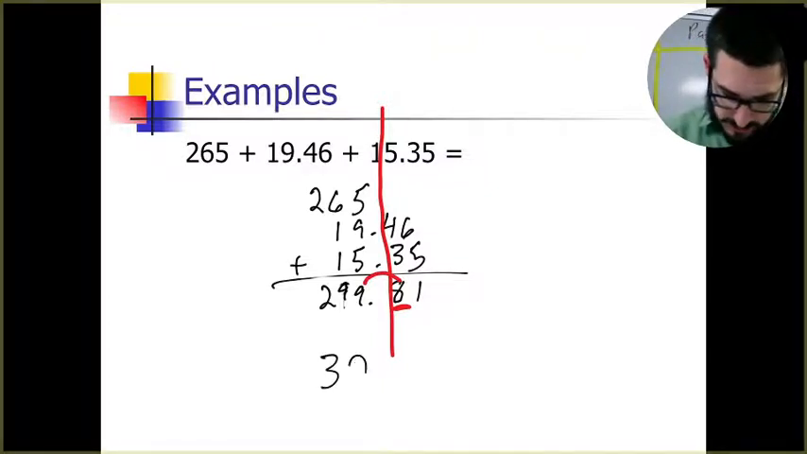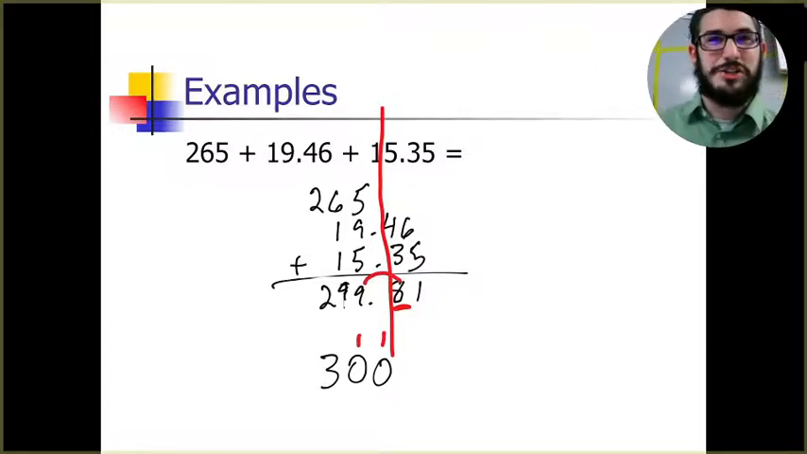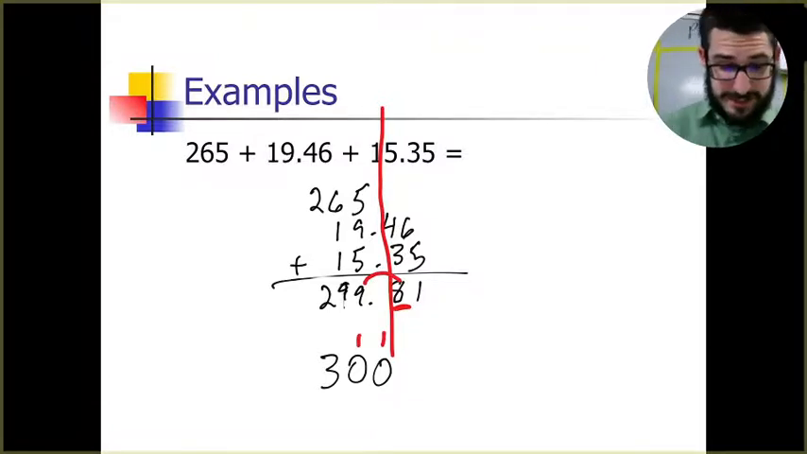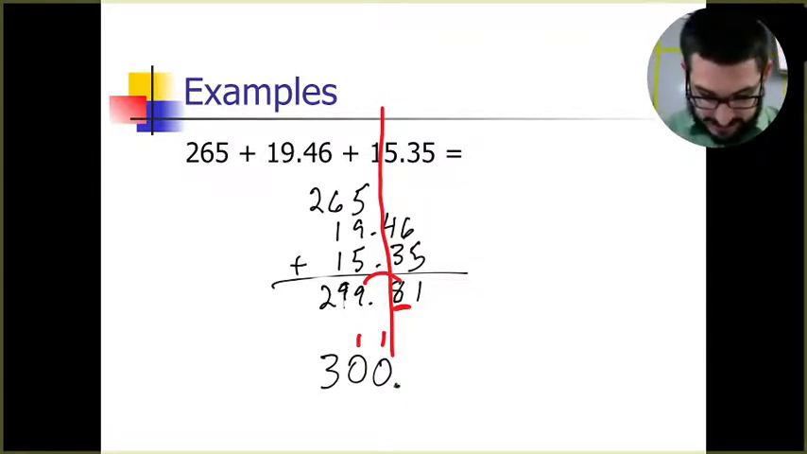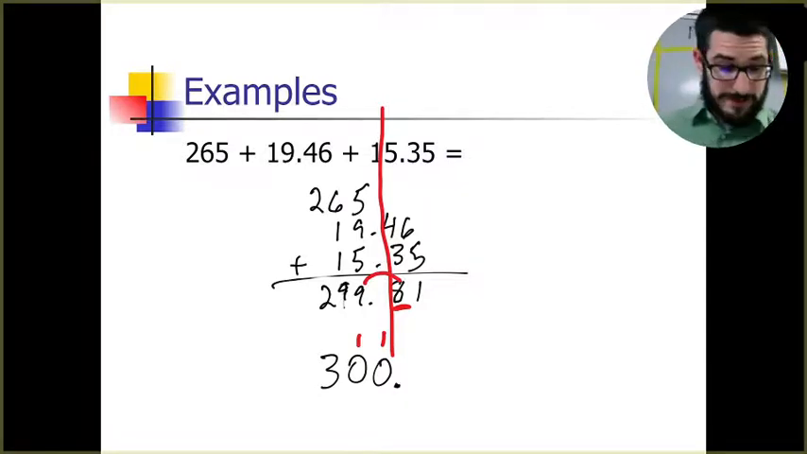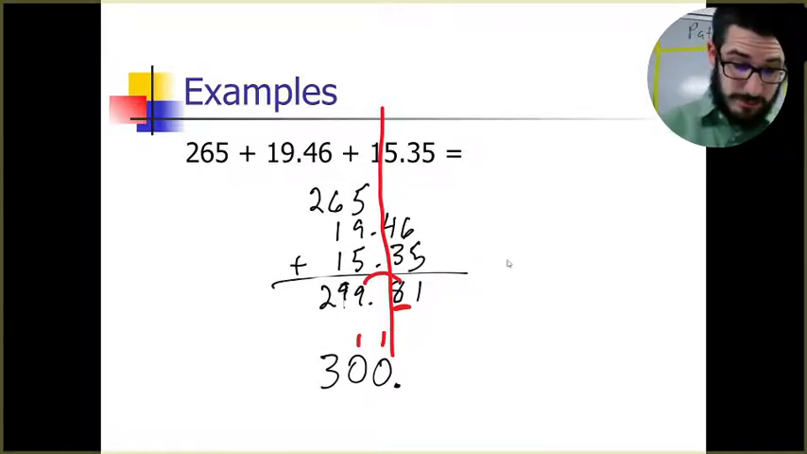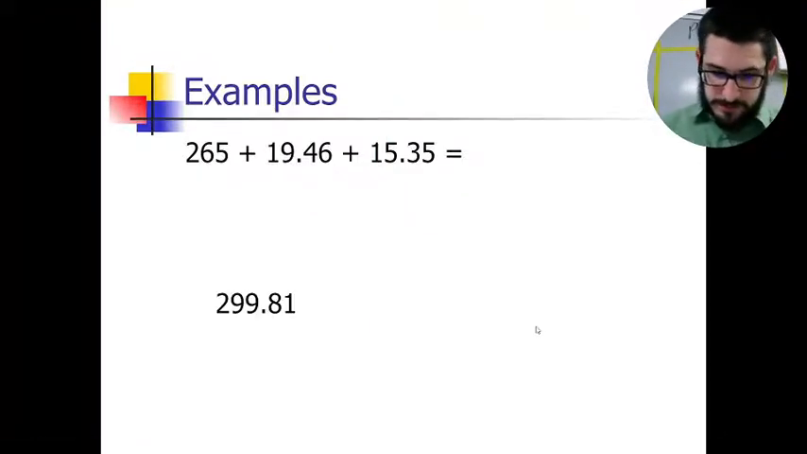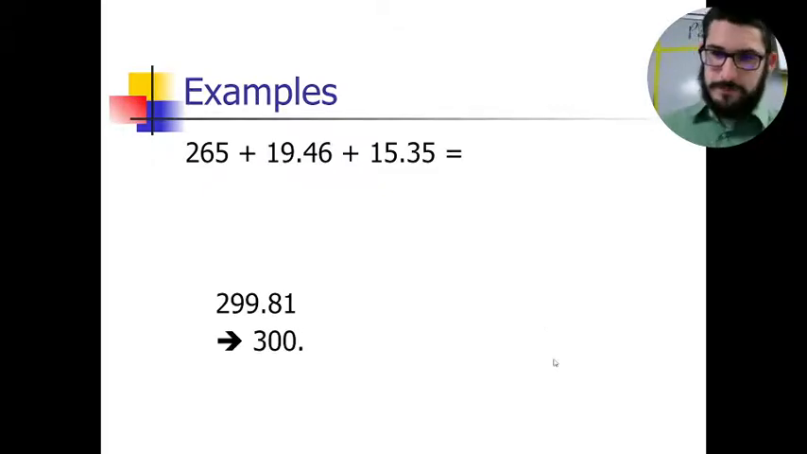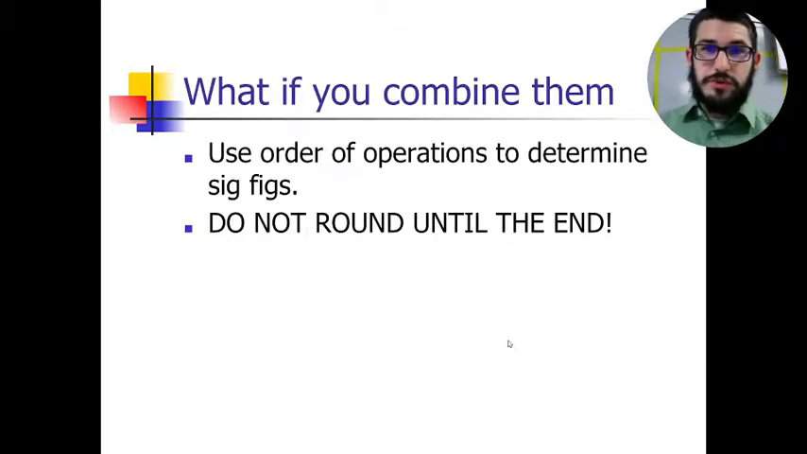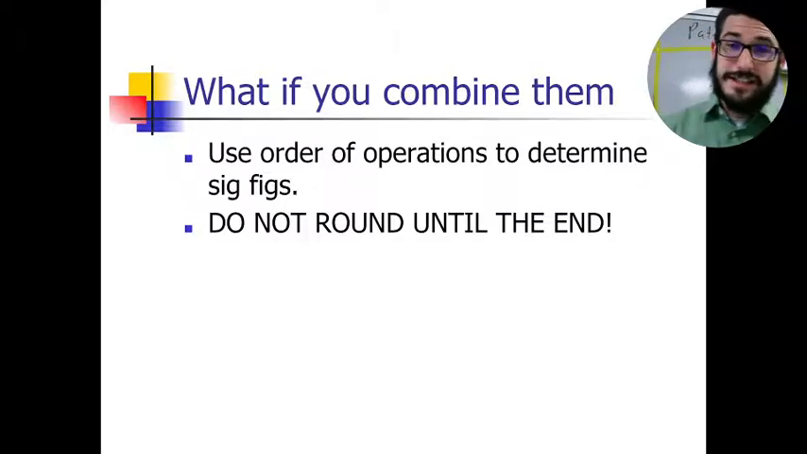So it'll be 300, but I need both of these digits to be significant. So how do I make sure that those are shown as significant? Exactly, I need a decimal point right there. So my final answer is going to be 300 with a decimal point. Okay, so whenever you combine those, you're going to need to use order of operations, and then at the very end, round your number with significant digits. Wait until the very, very end to round those.